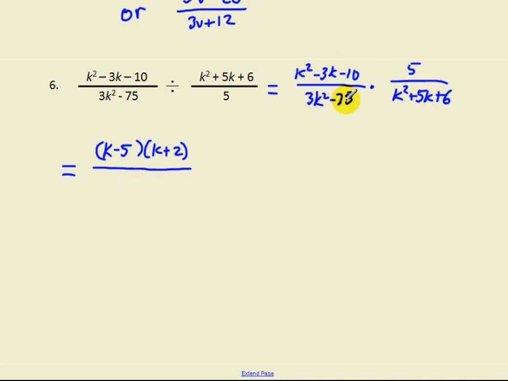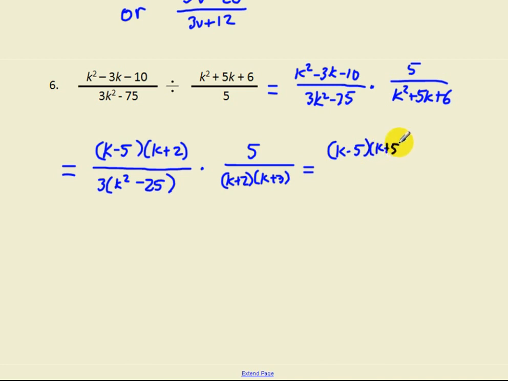And we can also factor out a 3 here in the denominator. This is equal to 3 times k squared minus 25 times 5 over, and now we can factor this as well. This is k plus 2 times k plus 3. And we can do even a little more factoring here, because here we have a difference of 2 perfect squares. So this is equal to k minus 5 times k plus 5.